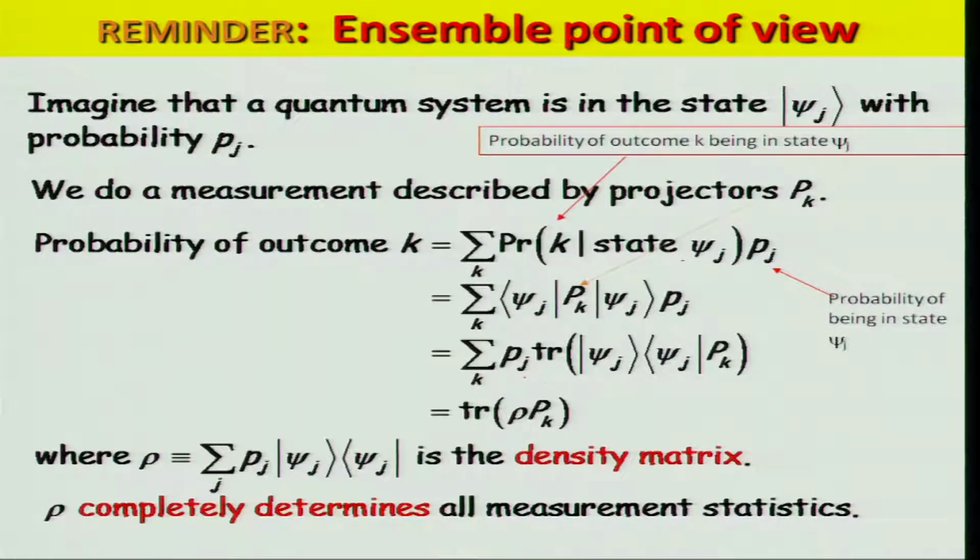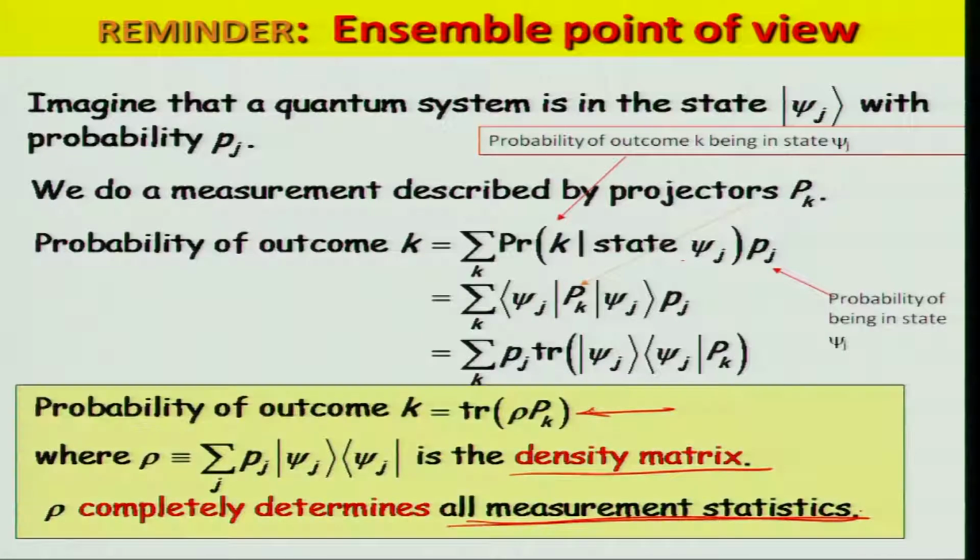That can be rewritten in terms of the trace, and then we have the very important aspect of the trace of rho times the projector P k, where rho is the sum over j of p j times the outer product of psi j with psi j, and this is the density matrix. So, rho completely determines all measurement statistics. That is one of the reasons why measurement statistics is so important when we do ensemble measurements, because rho gives rise to all the results we are interested in. This is a highlighting result and should be remembered.